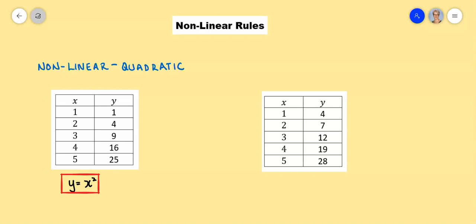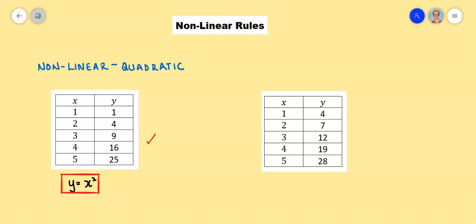In our last video, we talked about a special nonlinear rule or relationship known as a quadratic rule. We talked about how the quadratic rule always has x squared in it. And the simplest quadratic rule is this one here that we looked at in the last video. y is equal to x squared.